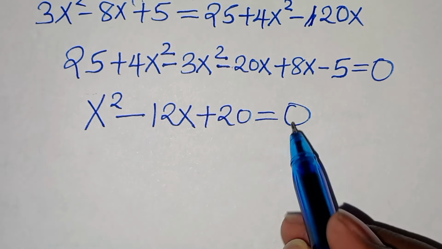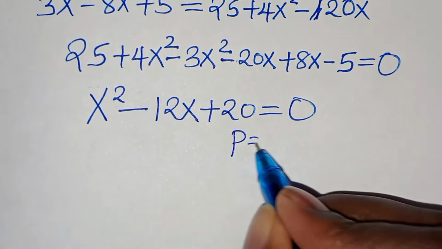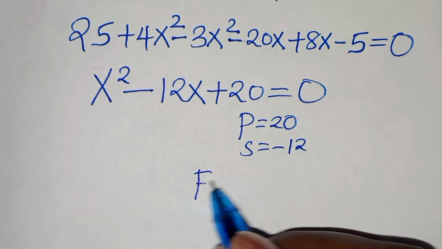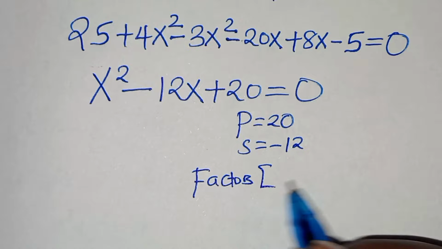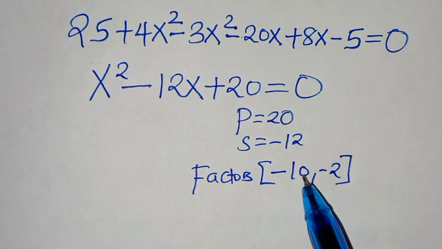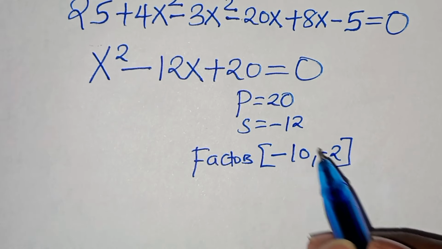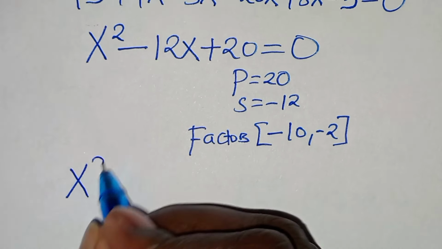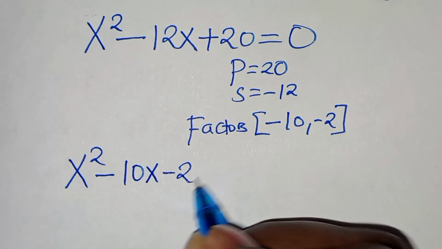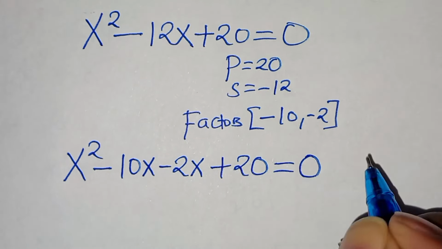So this is a quadratic equation that we can solve by factorization method, where we have the product is 20 here, the sum is minus 12. So we have got two factors here. These two factors, we have minus 10 and minus 2. Minus 10 times minus 2, this is 20. Minus 10 plus minus 2, this is minus 12. So we have x to the power of 2 minus 10x subtract 2x plus 20. This is equal to 0.